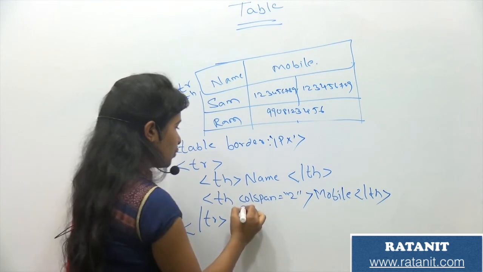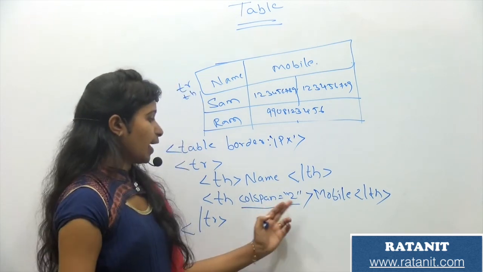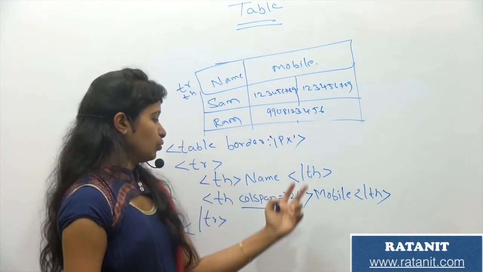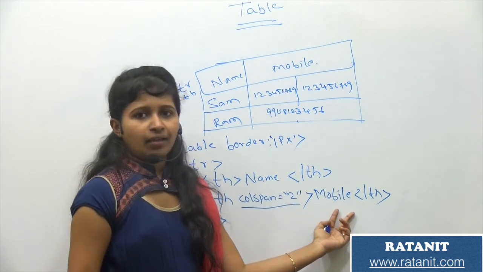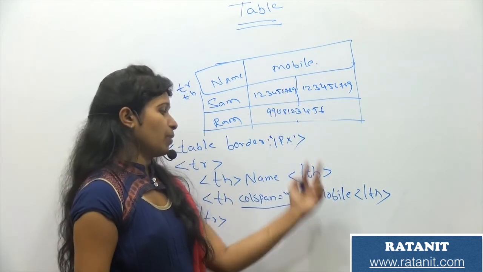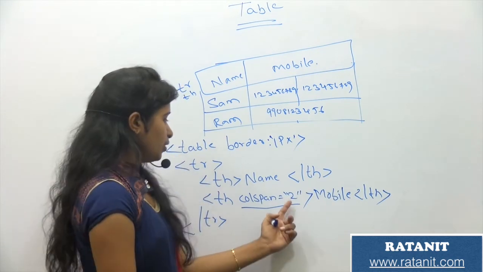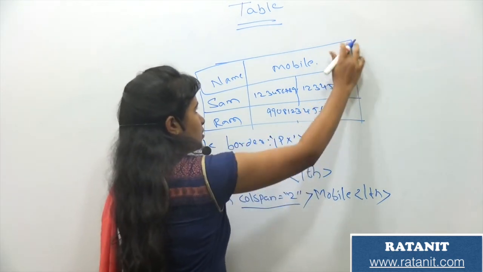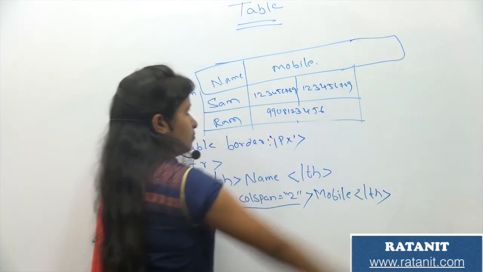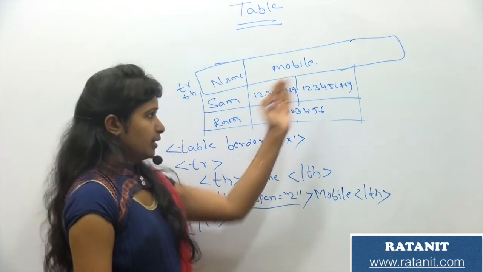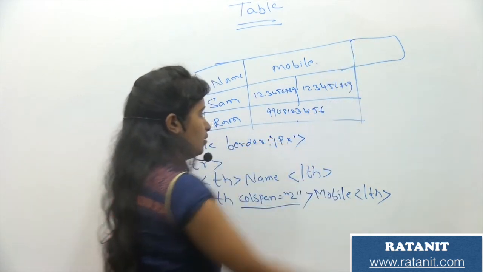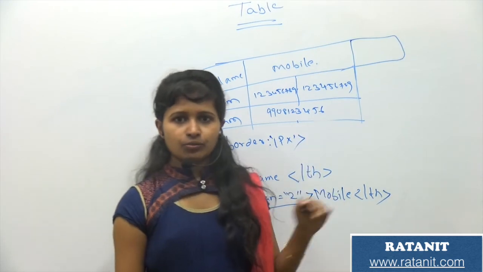This colspan attribute is telling that two spaces of columns will be filled with only one text, that is mobile, right? If you keep 3 here, one other space will also be occupied. Okay, that is the way it goes. Now I'm going to execute this program.